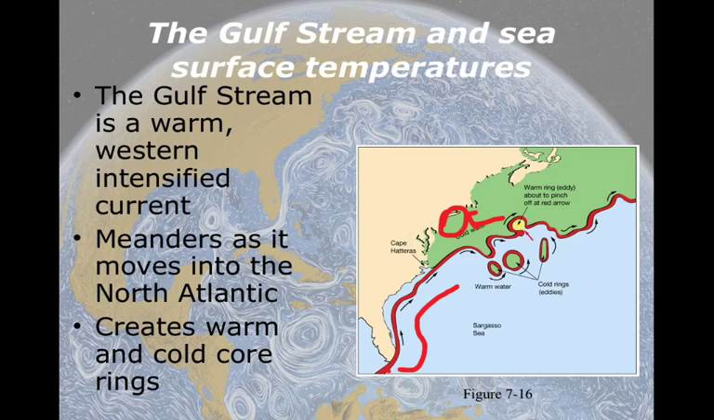So these rings and eddies, you need to know which side they are. So if they're to the left of the Gulf Stream, they're going to be warm rings. If they're to the right of the Gulf Stream, they're going to be cold rings. And you just sort of have to memorize that.